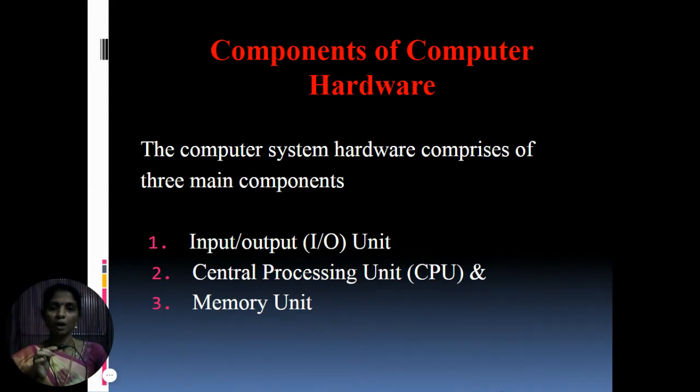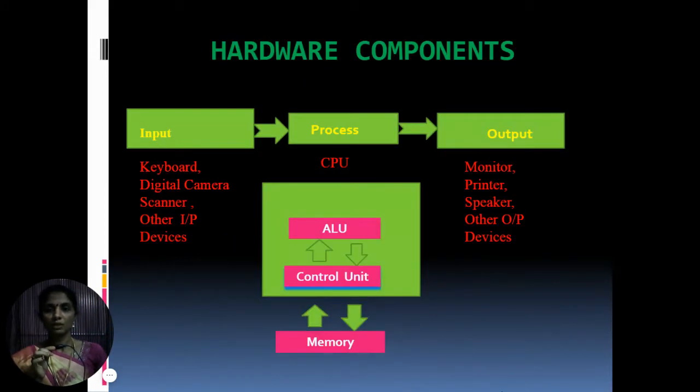The computer hardware comprises three main components. One is the input output unit, the second is the central processing unit, and the third is the memory unit. So a hardware component is a collection of several components working together. Some parts are essential and others are added advantages. Computer hardware is made of CPU and peripherals, as shown in the image.